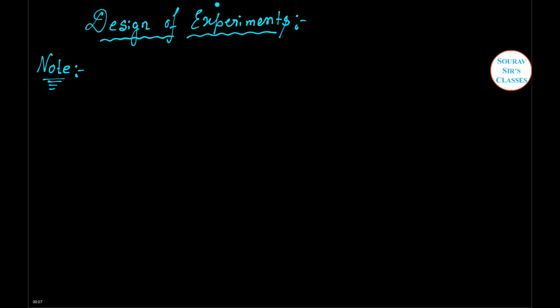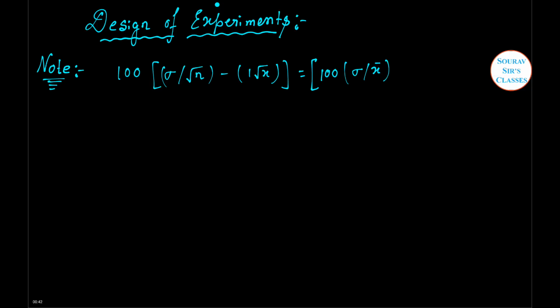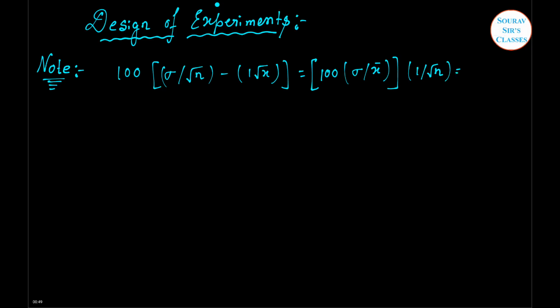Today's topic, design of experiments. Note, the percentage SE to which the mean effect of a treatment replicated r times is 100 sigma by root over n, minus 1 root x, equal to 100 sigma by x bar, one by root n equal to C.V. by root n, where CV is the coefficient of variation.